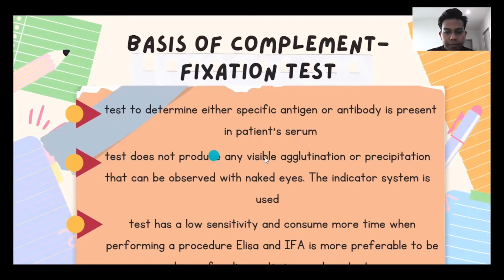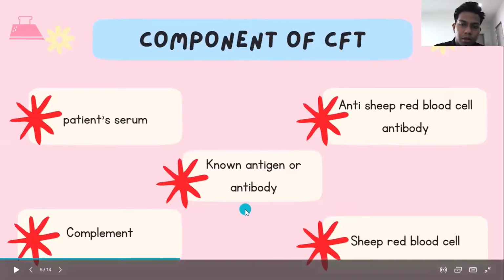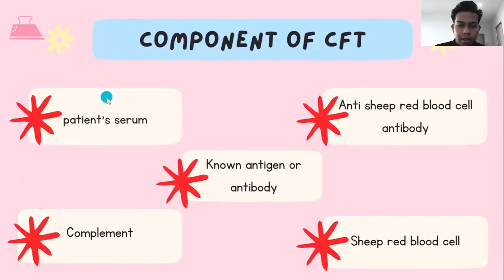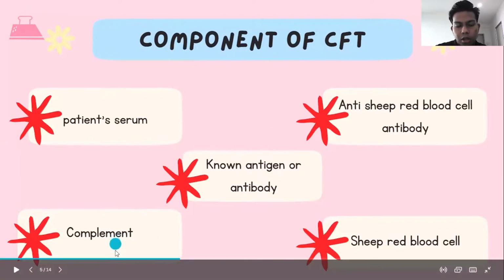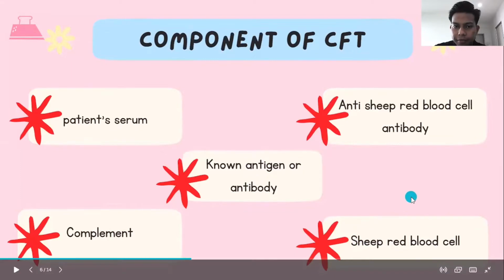It is still preferred in the laboratory because it gives more advantages than this test. Next, these are the components used in the CFT, or complement fixation test. The first one is the patient serum. The patient serum is heated at 56 degrees for 30 minutes. Next is the complement, usually taken from the guinea pig, also the antigen and antibody, the anti-sheep red blood cell antibody, and the sheep red blood cell.